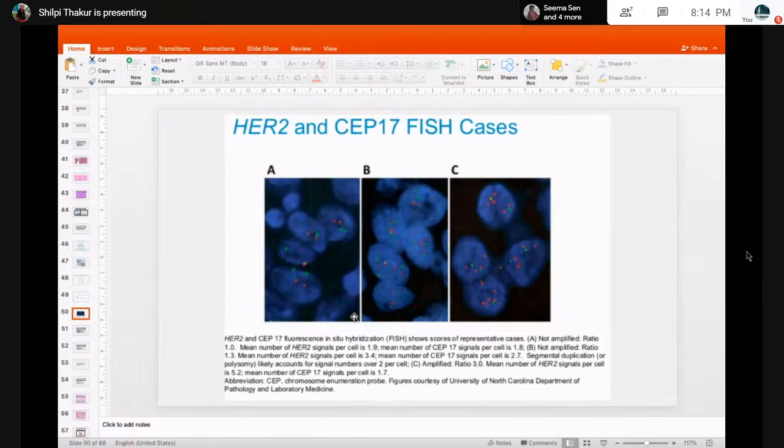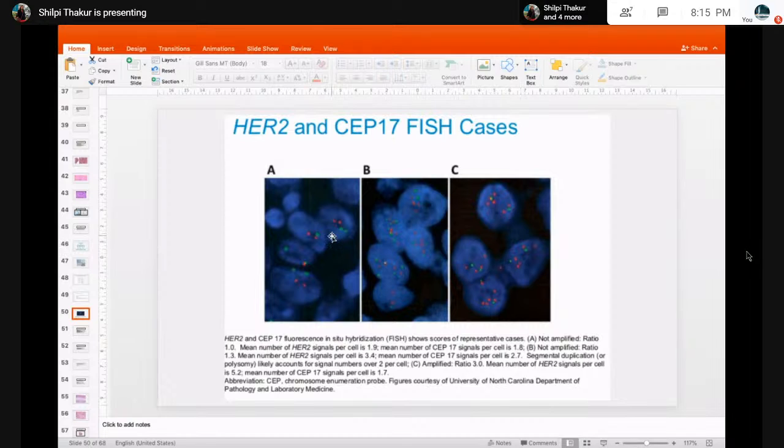Now, what about HER2 by FISH? How do we assess whether there is amplification or not? If the mean number of HER2 signals per cell is more than 5.2, as in C, where it is 5.2, and the CEP17 signals per cell are 1.7. The green signals are of the chromosome 17 probe, and the red signals are HER2. So we can see that HER2 is increased. The ratio is obviously 3, which is a higher one, so it is amplification. CEP is the chromosome enumeration probe, and in a cell the number of HER2 signals is definitely more than the chromosome enumeration probe.